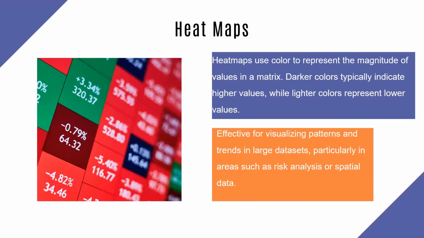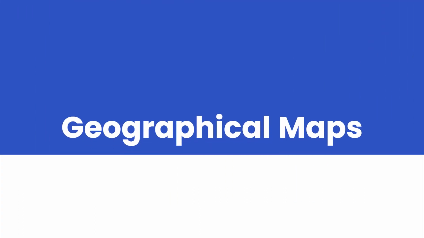Then we have heat maps, and these are charts that use color to represent the magnitude of value in a matrix. In most cases, darker colors typically indicate higher values, while lighter colors represent lower values. They are effective for visualizing patterns and trends in large data sets, particularly in areas with risk analysis of spatial data.